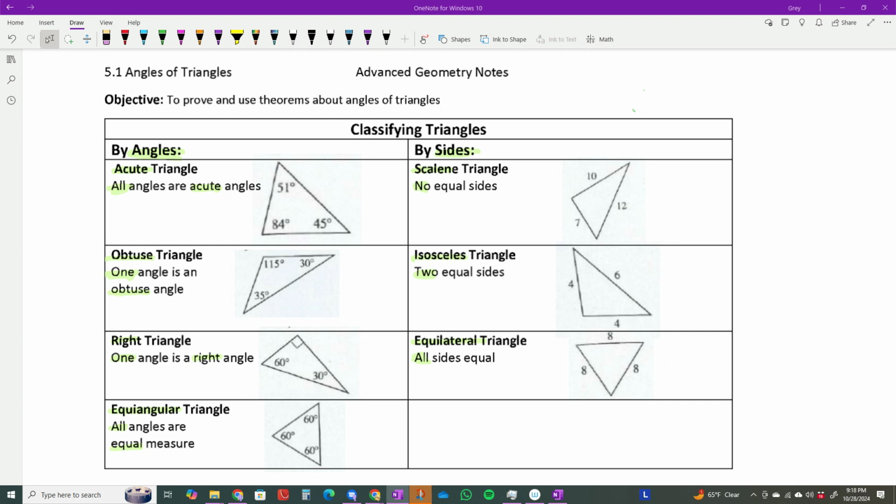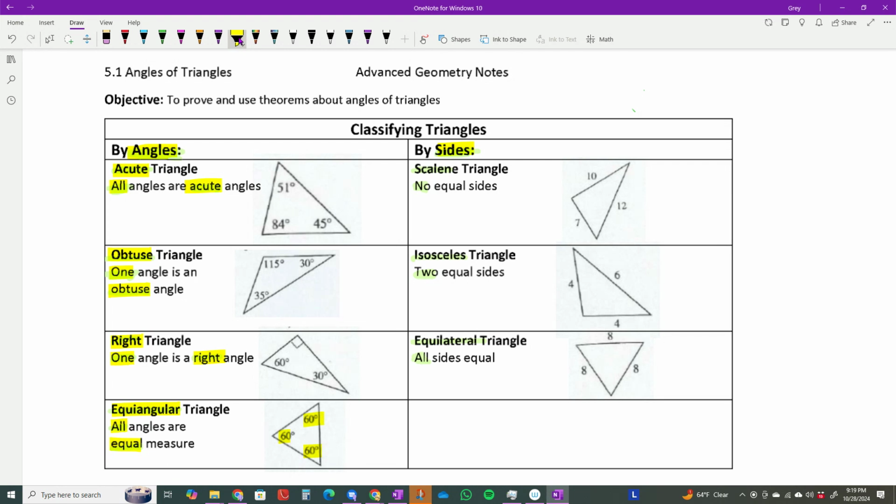First off, you need to know that you can classify triangles by either their angles or their sides. If we start off with angles, you have an acute triangle where all the angles are acute. You have an obtuse triangle where only one angle is obtuse. You have a right triangle where one angle is a right angle. And you have an equiangular triangle where all the angles have an equal measure. You really need to remember that that measure is going to be 60 degrees.